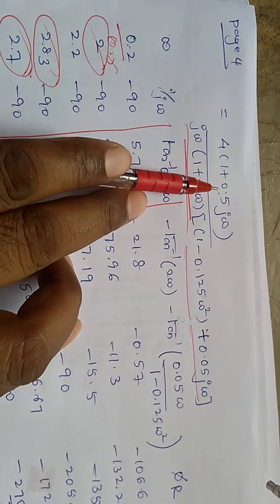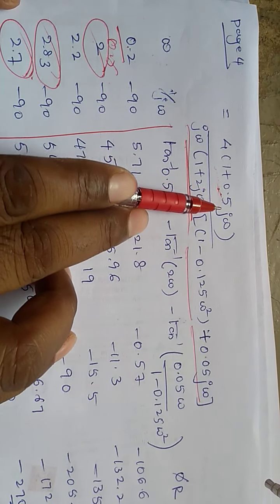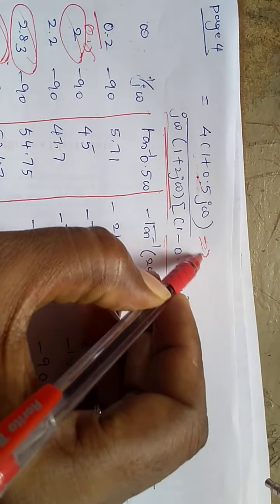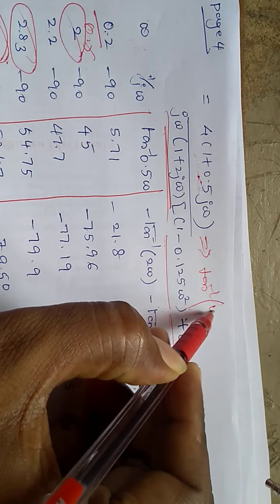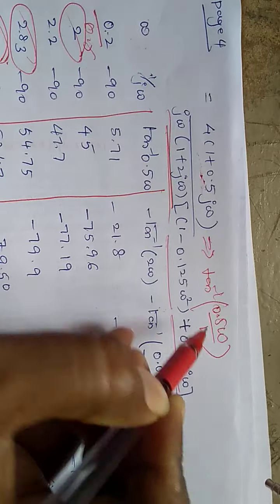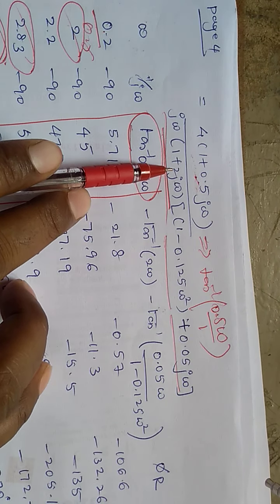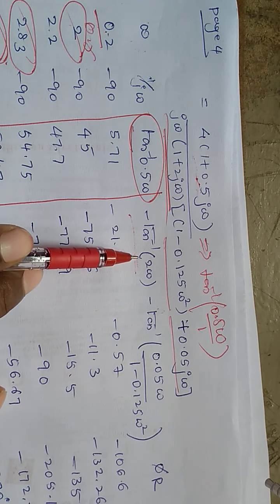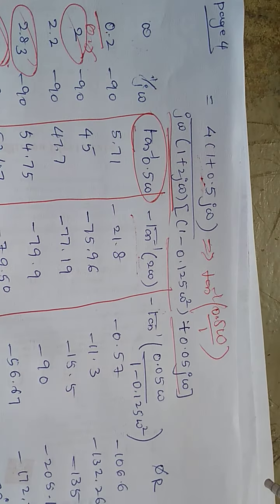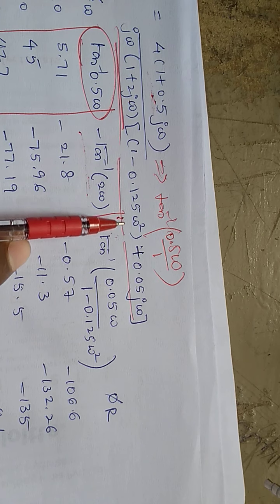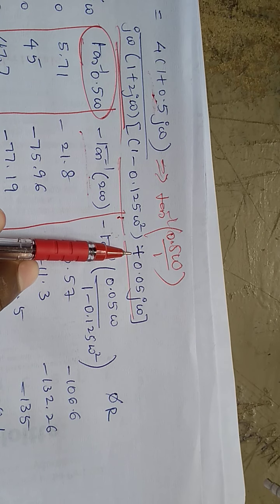So in the numerator only it is present, so there is no factor there. Apply the trigonometric formula. How to apply: it is tan inverse of 0.5 omega by 1, which means 0.5 omega. Then the second factor is tan inverse of 2 omega. Then the third factor, which is a quadratic, we can rewrite from the previous step.